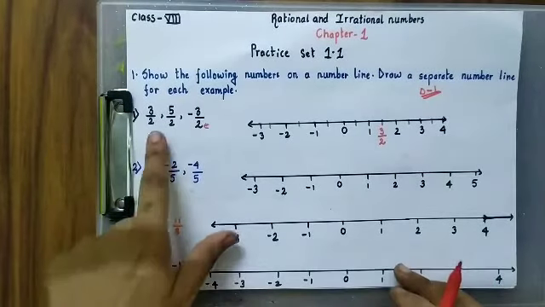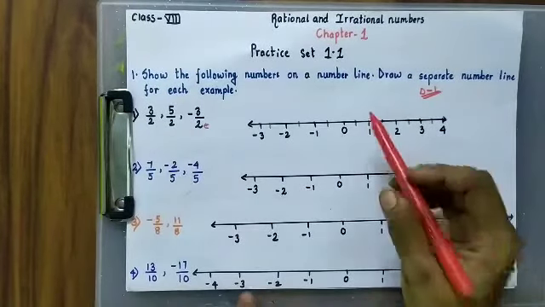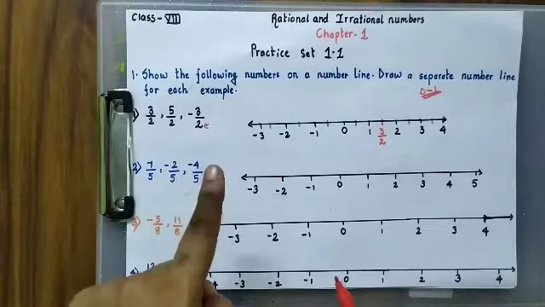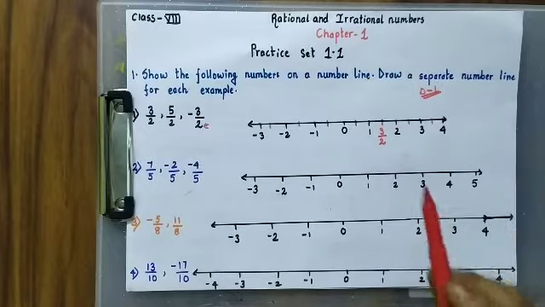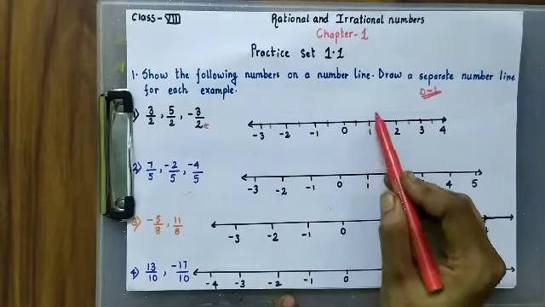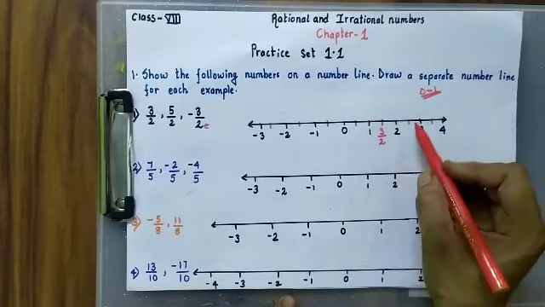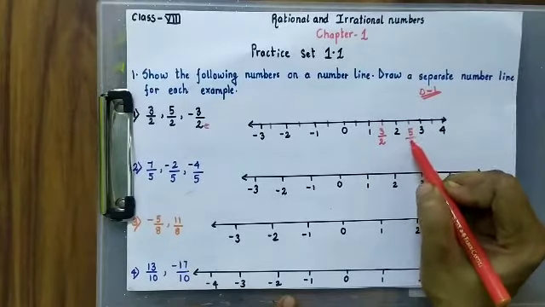Simple. Now see 5 by 2. Again, as the number is positive, we are going to take 5 steps towards right from 0. 1, 2, 3, 4 and 5. So 5 by 2 will lie here.